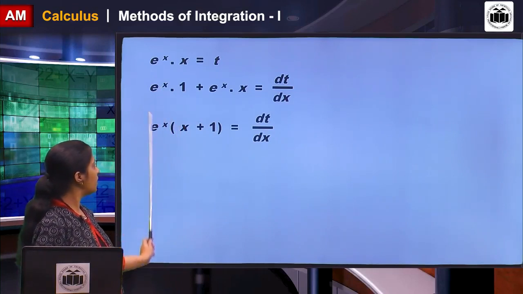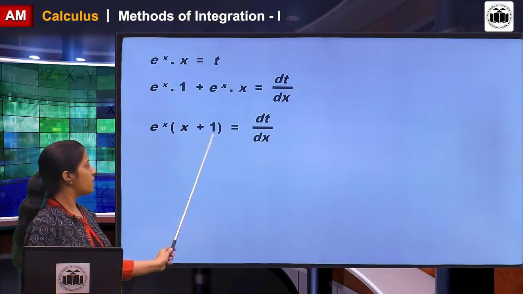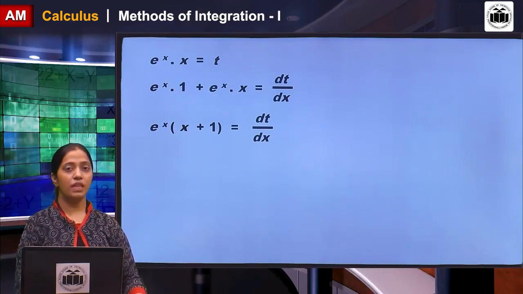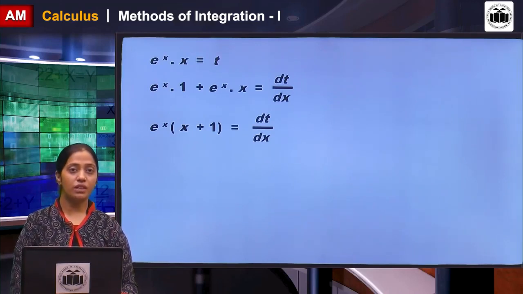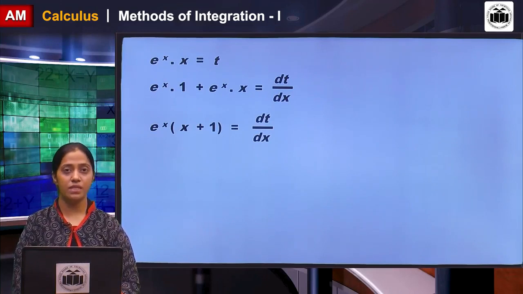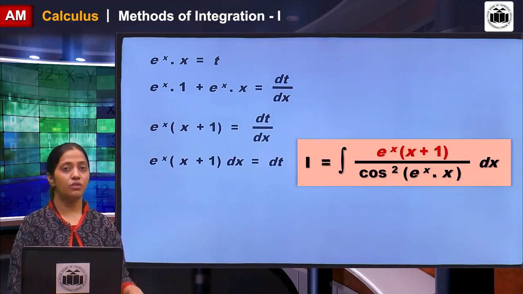e raised to x we have taken common. So from this is 1 and from this is x. This is (x plus 1) equal to dt by dx. What is the next step? We will take all the x terms with dx and we will take dt to one side. So the next step is: e raised to x, in the bracket x plus 1, dx equal to dt.